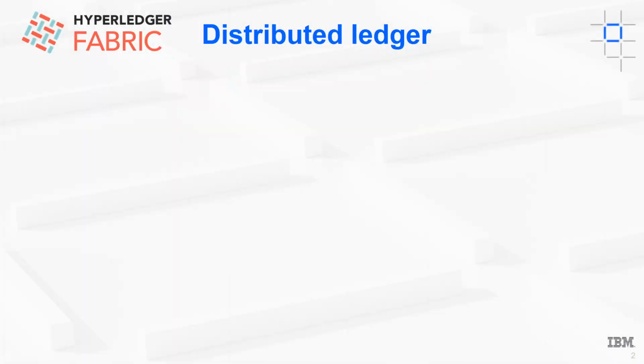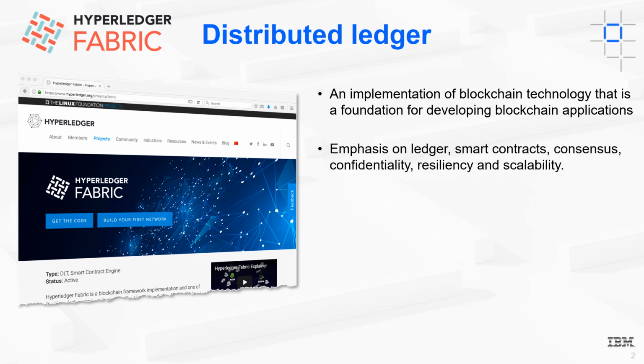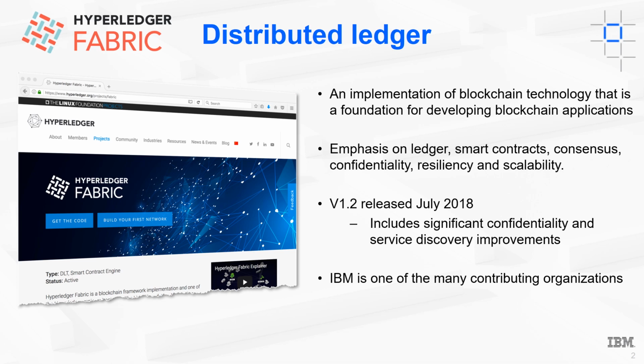Hyperledger Fabric is an implementation of blockchain technology, with emphasis on ledger, smart contract, consensus, confidentiality, resiliency, and scalability, which are the needs of any enterprise adopting blockchain technology. IBM is just one of many contributing organizations. The first active release of Hyperledger Fabric was in 2017, and since then we have seen version 1.2, which was released recently in July 2018.